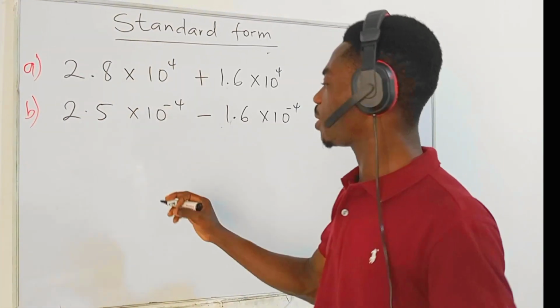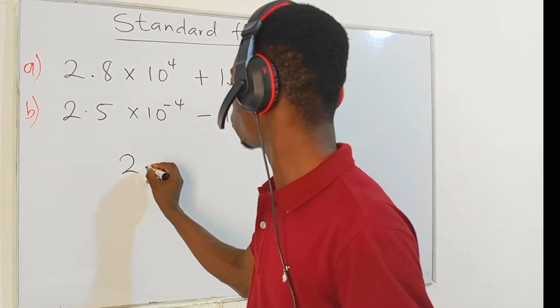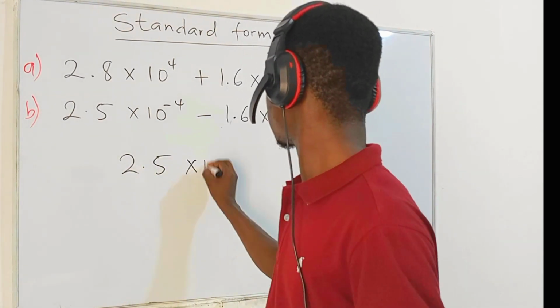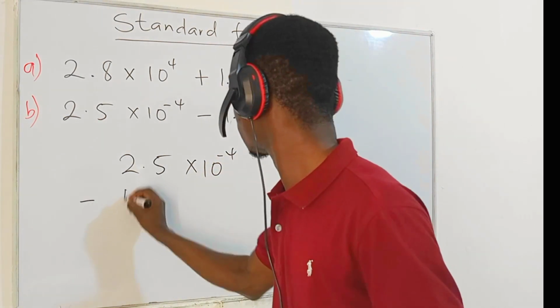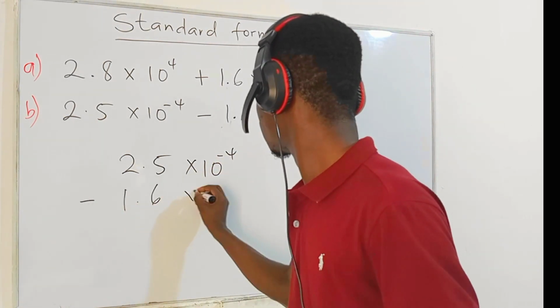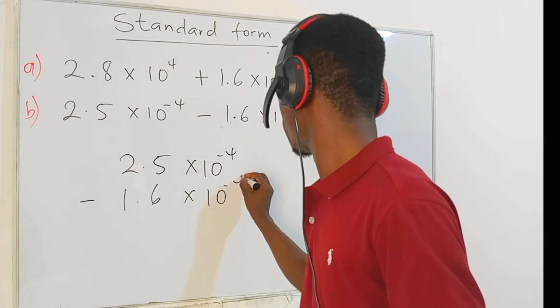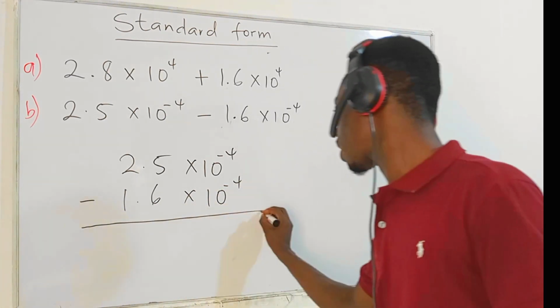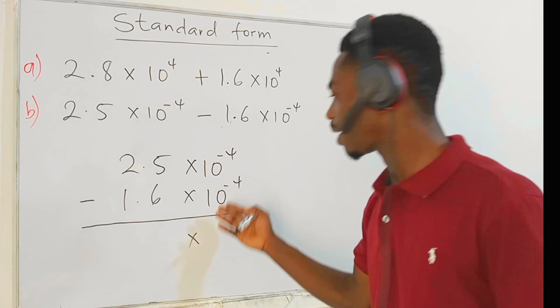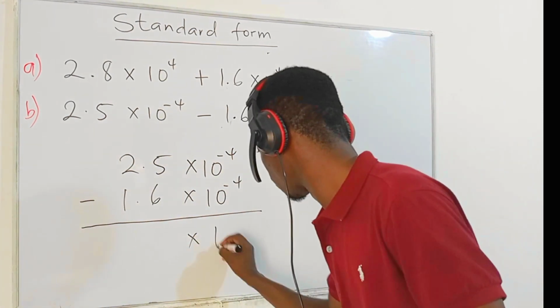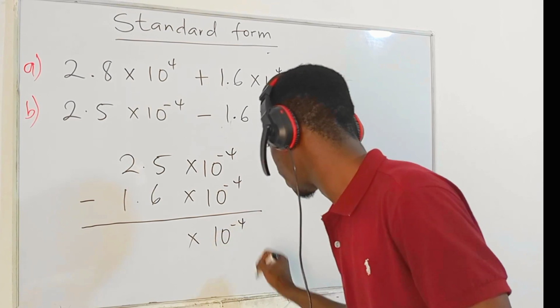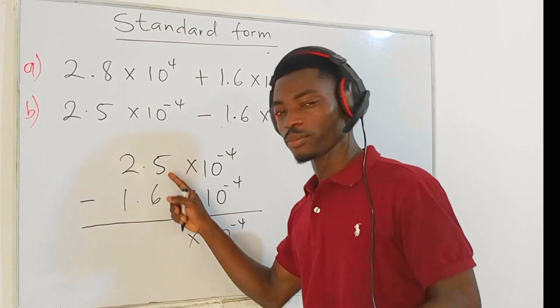Now let's consider the B. In the same way, we can write this as 2.5 times 10 to the power negative 4, then minus 1.6 times 10 to the power minus 4. Then in the same way, we still keep the 10 to the power minus 4. So we have 10 to the power minus 4. Now we have 5 minus 6.